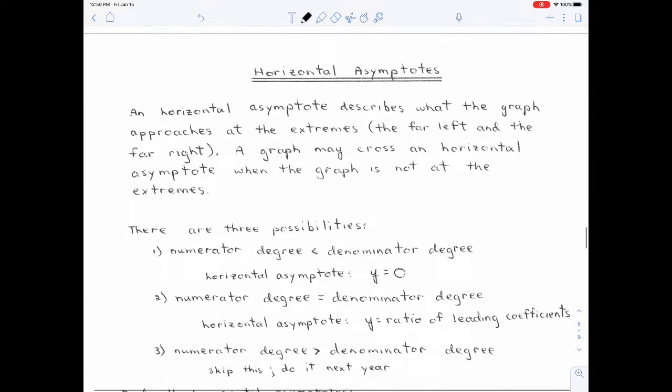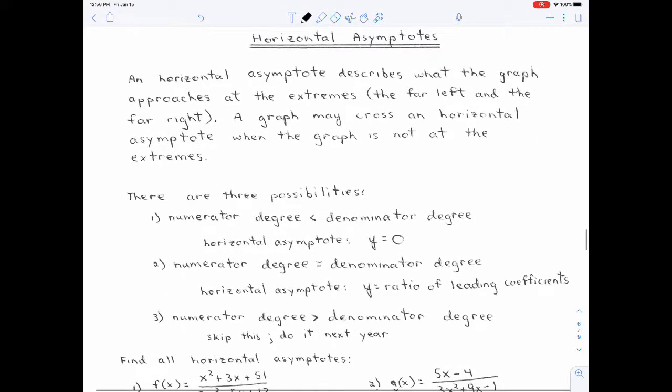Now, what's a horizontal asymptote? There's a lot of theory involved in this that I'm not going to get into. But a horizontal asymptote describes what happens to the graph at the extreme far right and far left. For that reason, since it only describes what happens at the far right and far left, a graph may cross a horizontal asymptote when it's not at the far right and far left. Now, a graph can never cross a vertical asymptote, and I've stated that before.